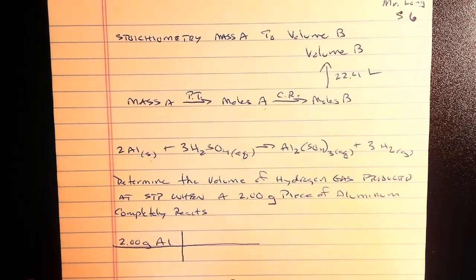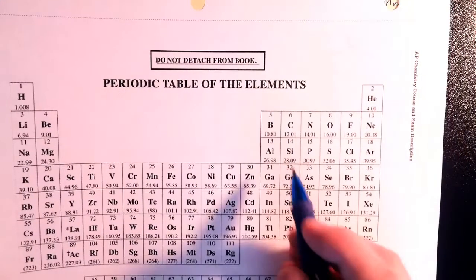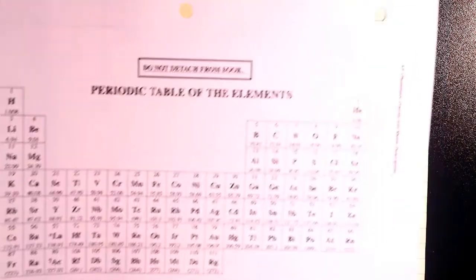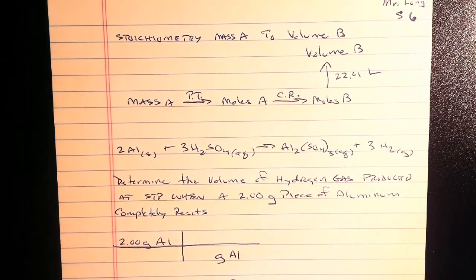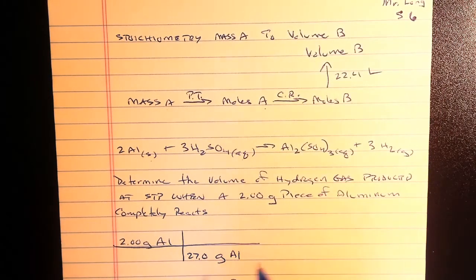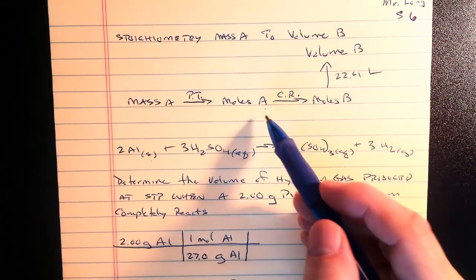So in all our problems we start with what we're given. So we have 2.00 grams of aluminum, and whatever unit this is, if it's an apple up here, it has to be an apple down here. So we're going to put grams of aluminum. Now you want to know what is the molar mass of aluminum, and you look on your periodic table, it says 26.98. That we can round to 27.0. So we've got 27.0 grams of aluminum in 1 mole of aluminum. And so now we're on our first step, we're in moles of A.